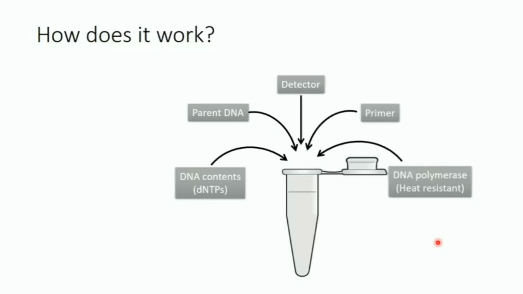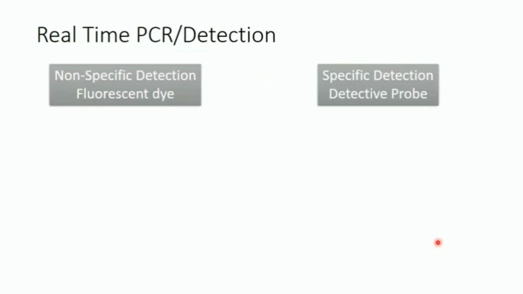The detector is what the spectrofluorometer detects. So this is the very important thing in the real-time PCR, the detector. So I'm going to speak about the detectors used in the real-time PCR. We have 2 types of detectors, the non-specific ones and the specific detectors.